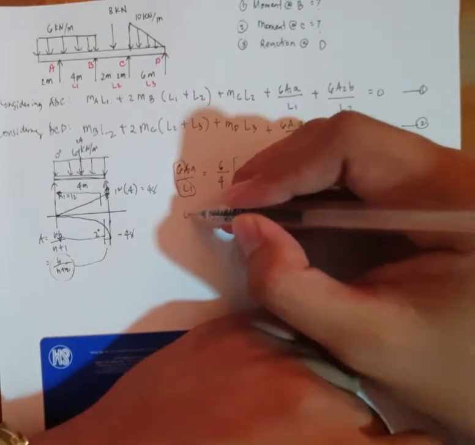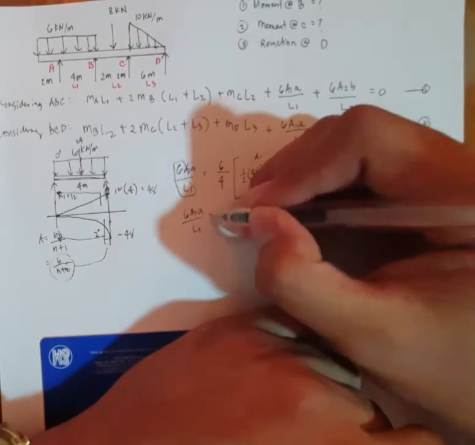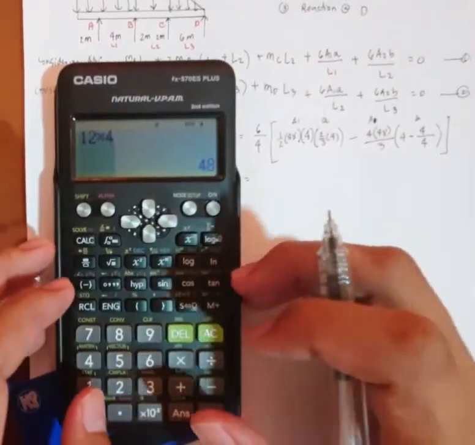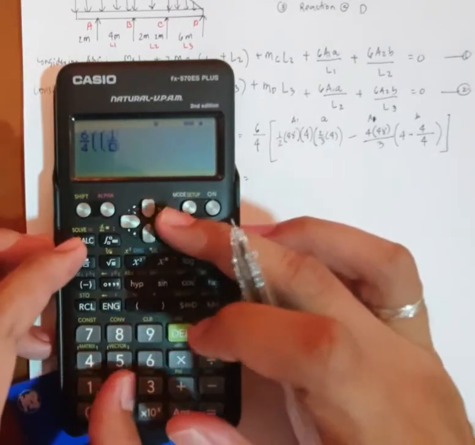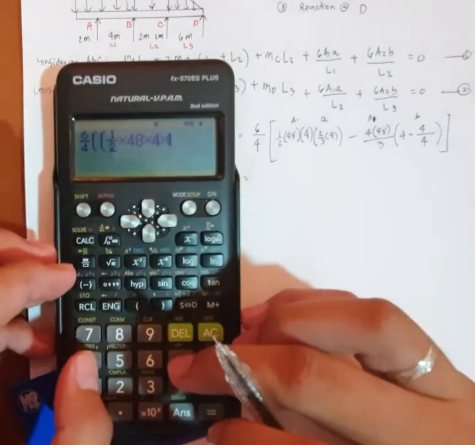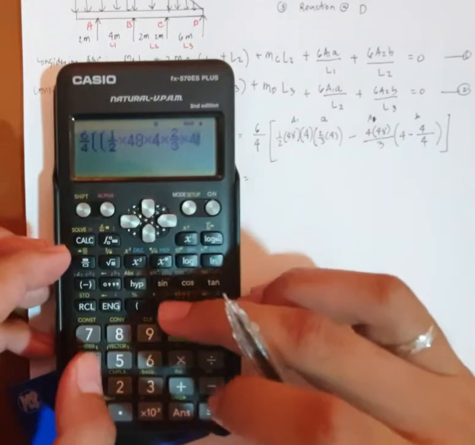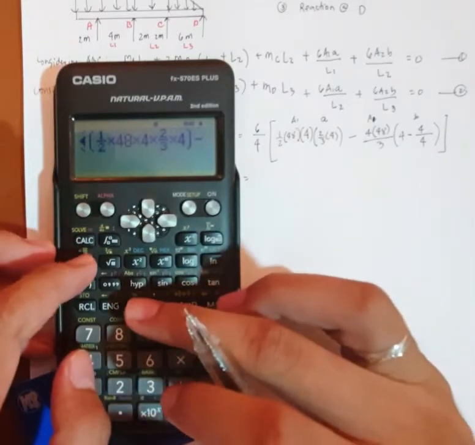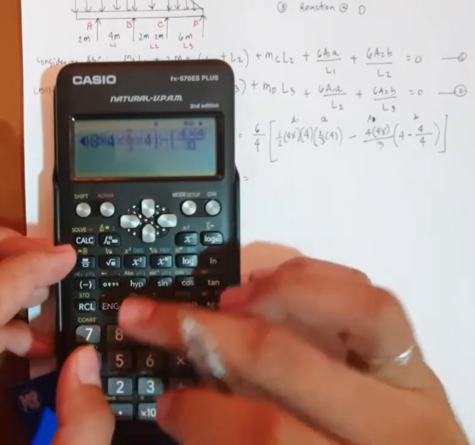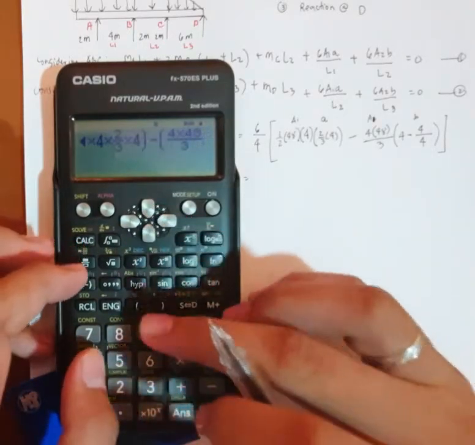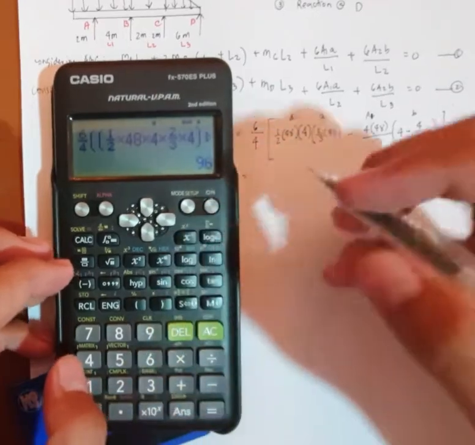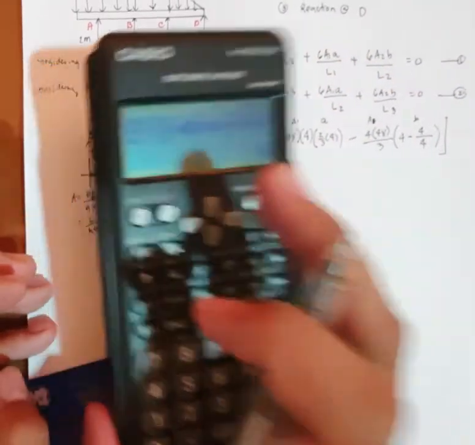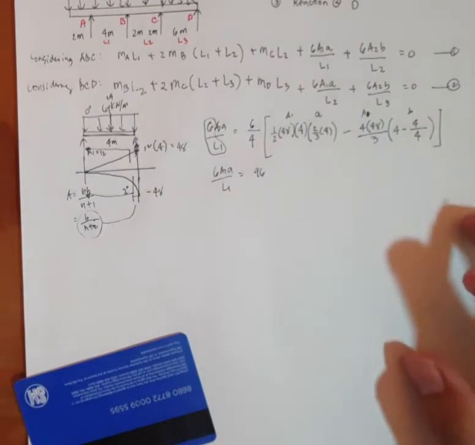So what is the value of 6A1A over L1? One half times 48 times 4 times 2/3 of 4, minus 4 times 48 over 3 times the quantity of 4 minus 1. So, positive 96. Okay.